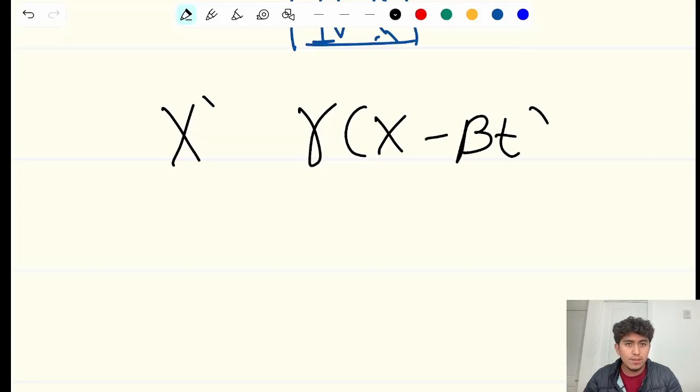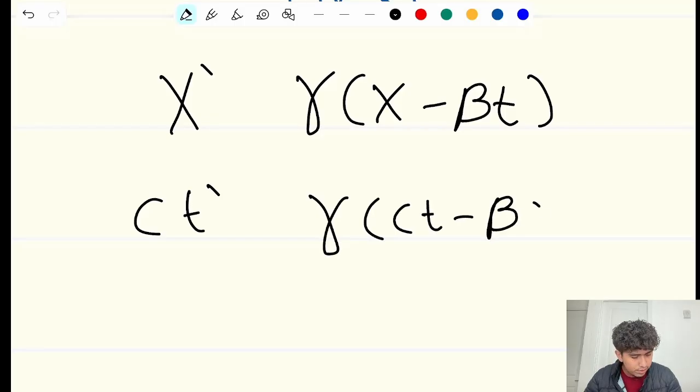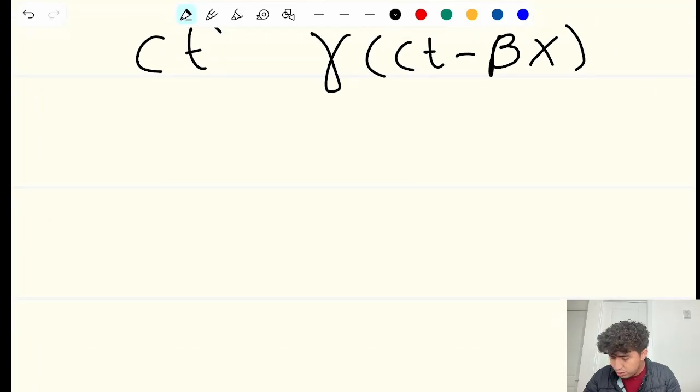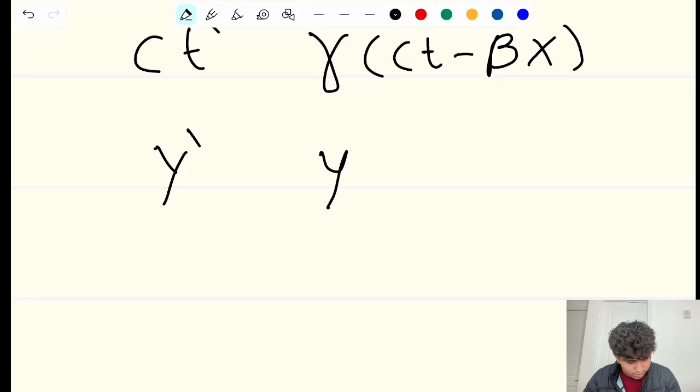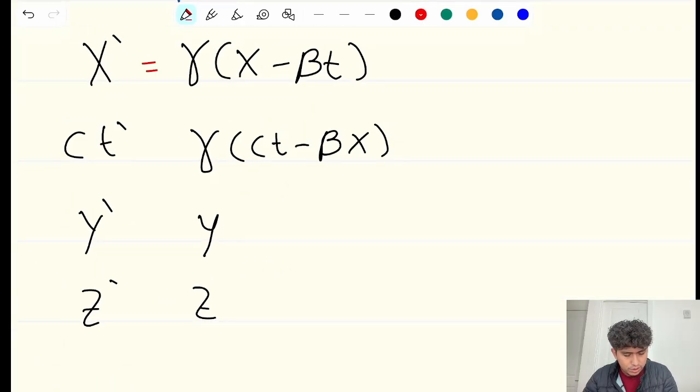These are 1D boost Lorentz transformations. I'm going to comment a bit on this. Let me just write them down. They're not going to be super important, it's just to make a point. We're going to make an important point about Lorentz transformations pretty soon.